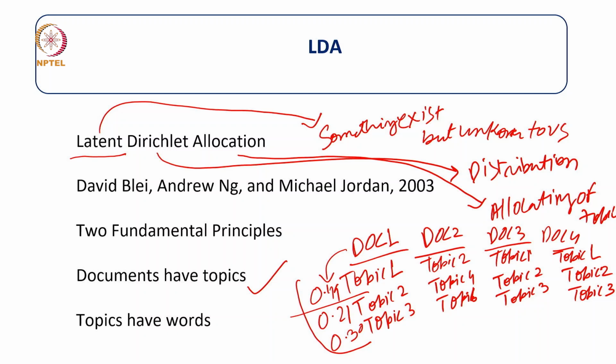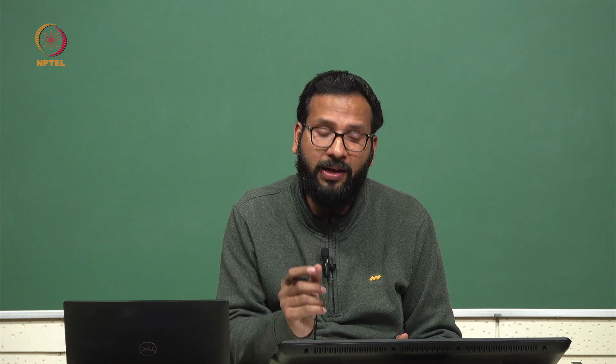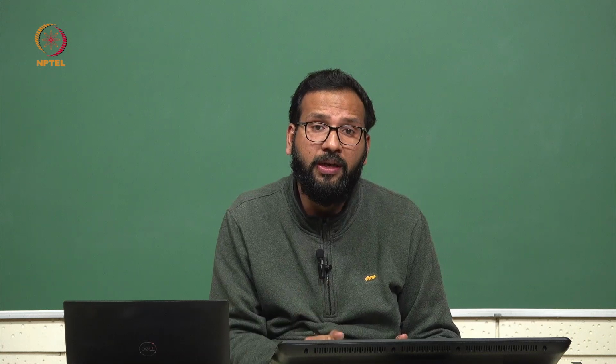Then the second principle is that every topic is made of a group of words. So all these topics are made up of some group of words, like word 1, word 2, word 3. And in a similar way to how we have a parameter value for topic 1 and document 1, we can have another parameter which defines the value of these words in a topic.